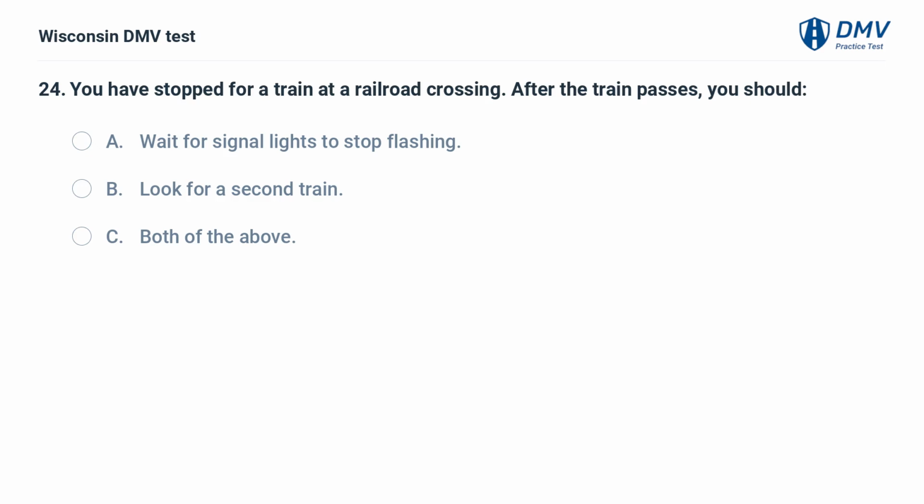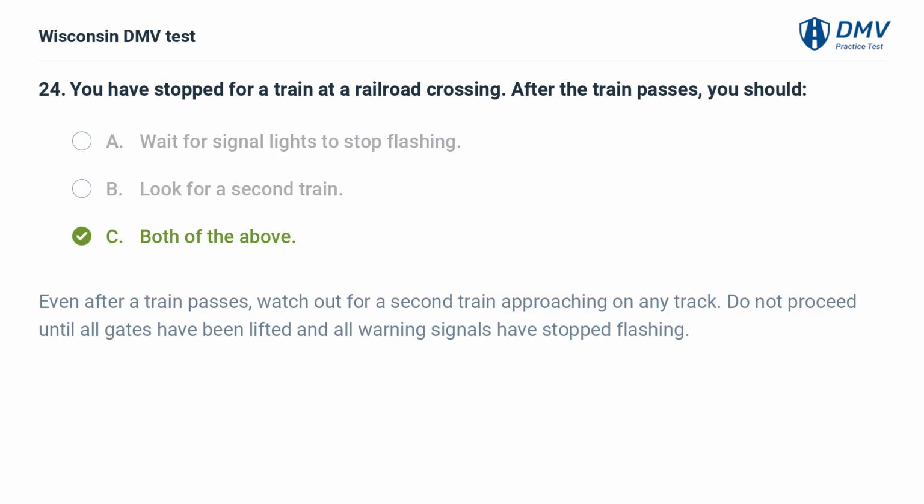You have stopped for a train at a railroad crossing. After the train passes, you should A. Wait for signal lights to stop flashing. B. Look for a second train. C. Both of the above. Even after a train passes, watch out for a second train approaching on any track. Do not proceed until all gates have been lifted and all warning signals have stopped flashing.